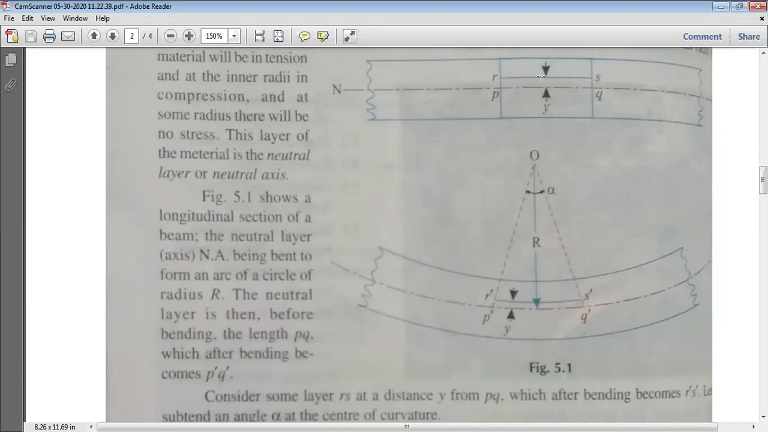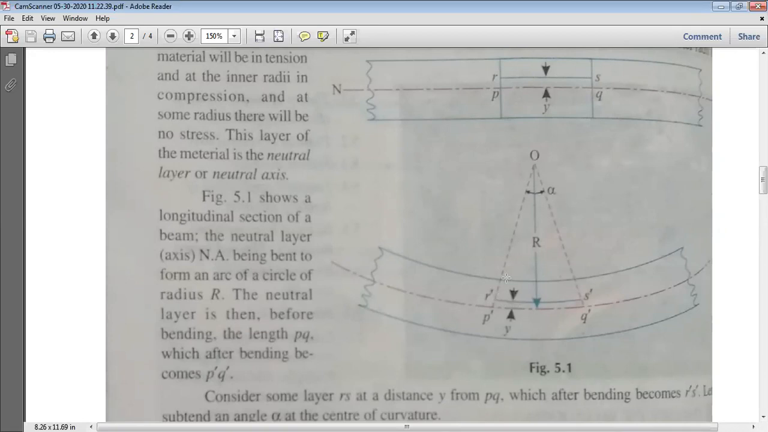RS is the strip that will contract and reduce because it is above the neutral axis. If this had been below the neutral axis, it would have expanded, but right now it has contracted. So we can see this is at a distance of y from the neutral axis, and this will become R'S'.